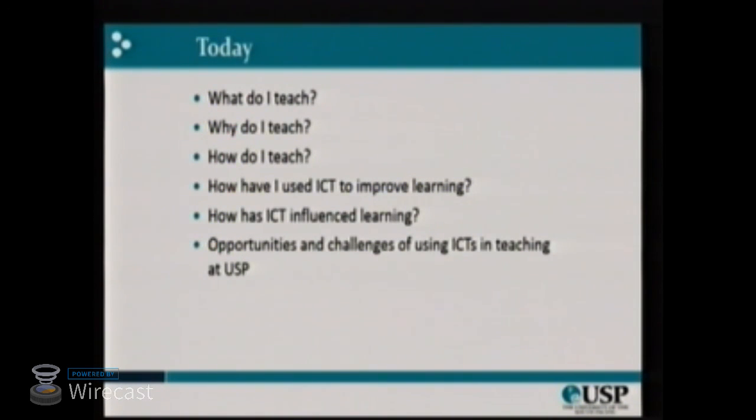So I'm just going to go through step by step what it is that I teach, why I do it, and how I have used ICT technologies in my teaching.